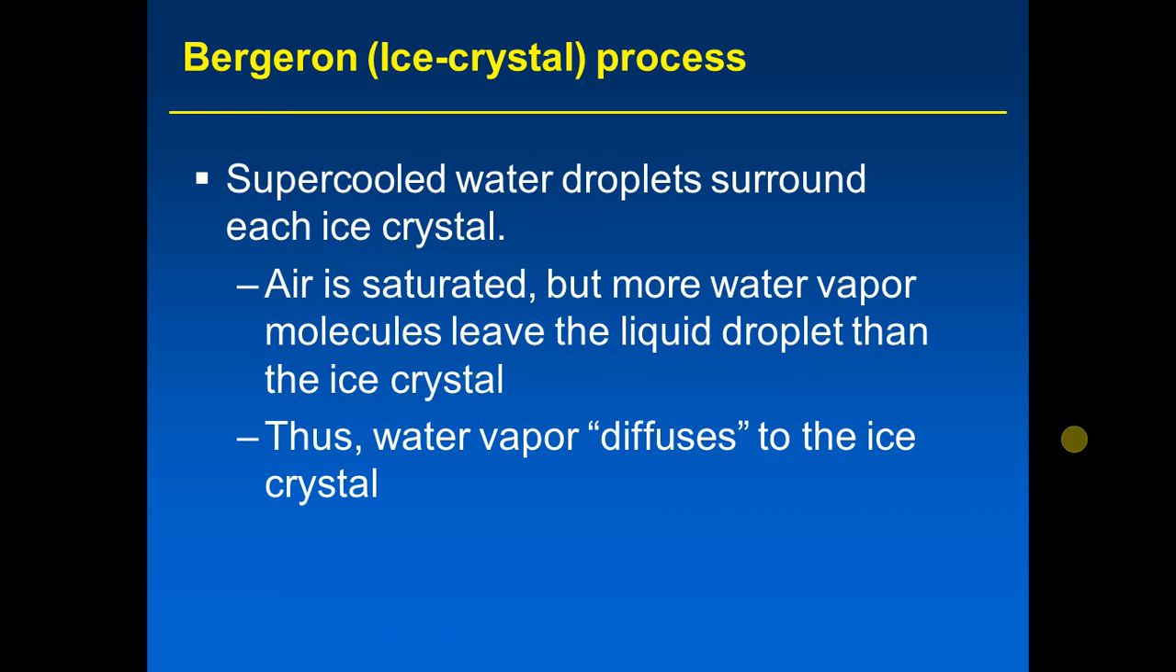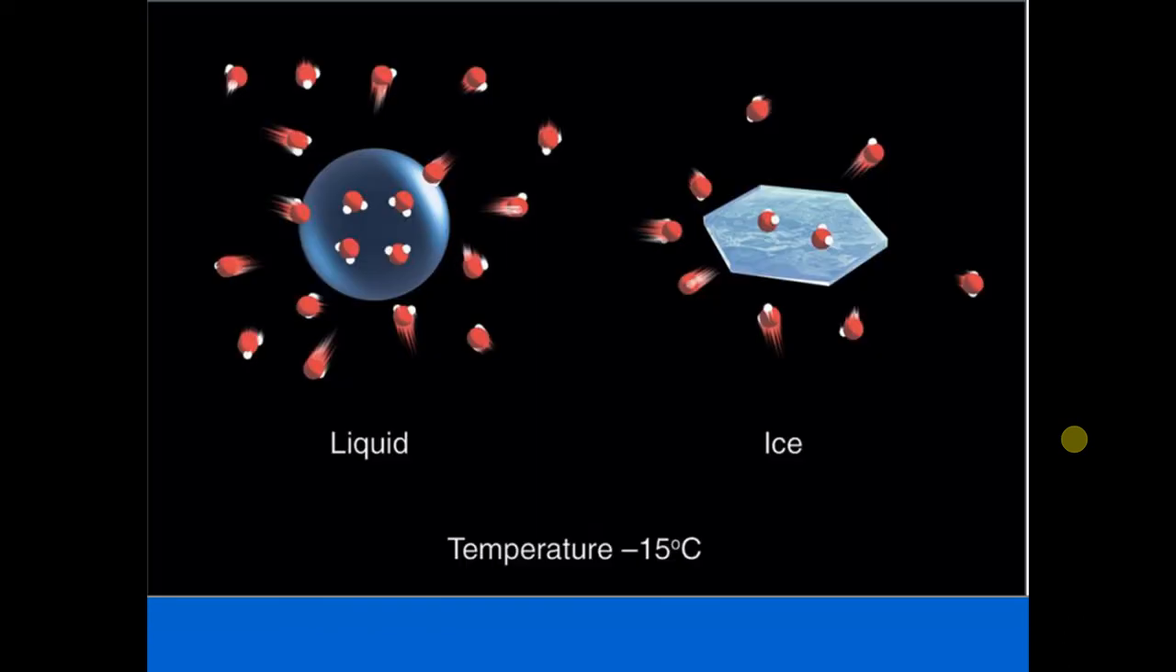And initially, neither the tiny liquid or solid particles are large enough to fall as precipitation. Then how does snow or rain form? From this fact that the water vapor will diffuse to the ice crystal, due to a difference in saturation vapor pressure around these two surfaces. Figure from the book, temperature minus 15 degrees Celsius, 4 degrees Fahrenheit. This is a saturated environment. Here you have a liquid droplet on the left and an ice crystal on the right. The water droplet and ice crystal are in equilibrium.